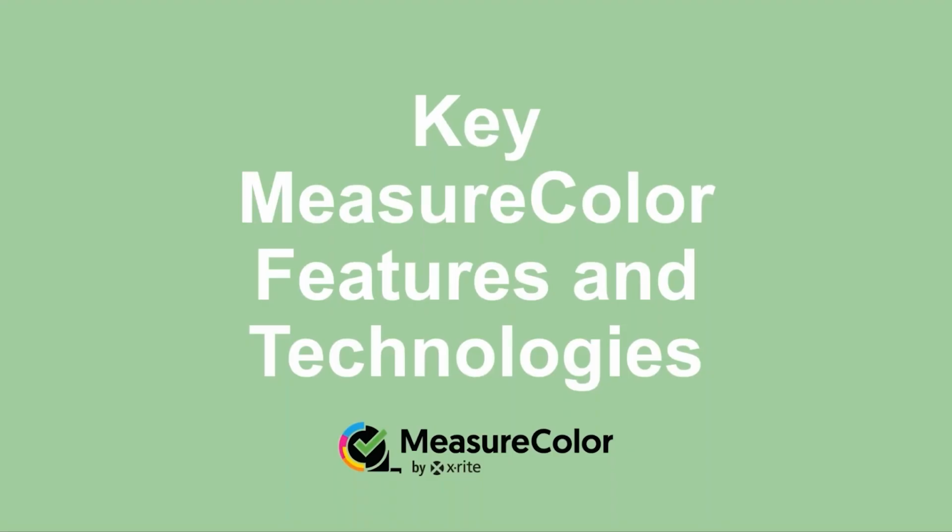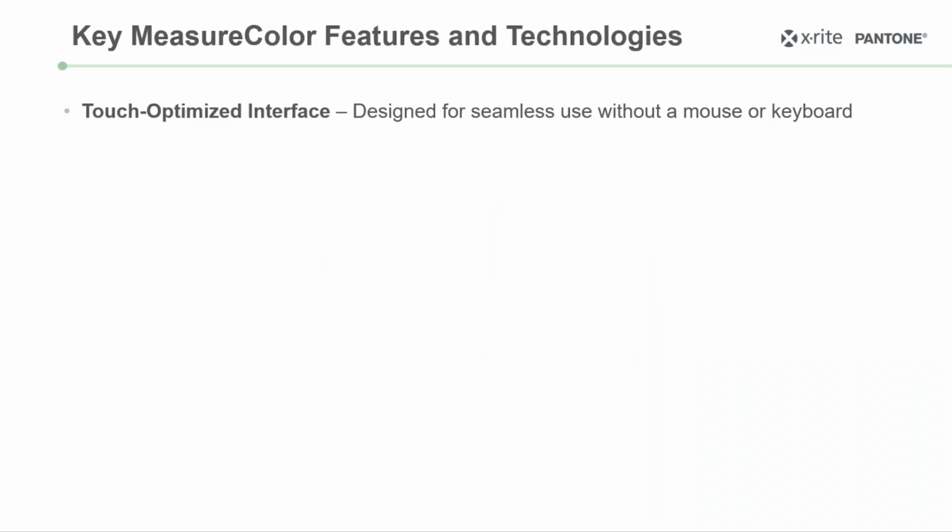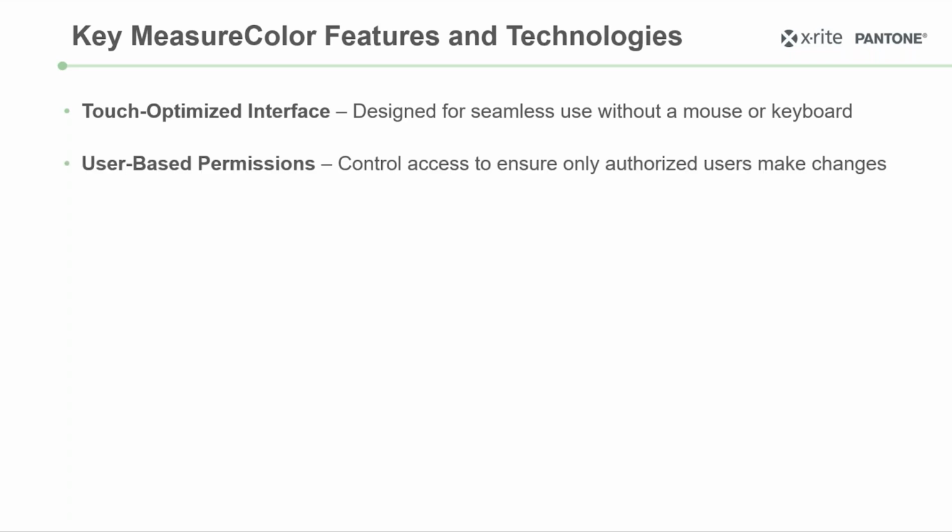So now let's take a look at some of those key MeasureColor features and technology that enables you to really boost your productivity. First and foremost, we designed the software to be easy to use. This included making it touch optimized, so you do not need to have a mouse and keyboard cluttering the area. Everything can be done on a touchscreen. There's also user-based permissions. Everyone logs into MeasureColor with a unique username and password. This controls access, ensuring that only authorized users make changes or go into specific modules.